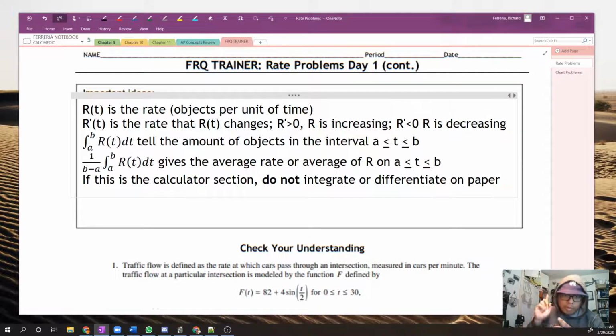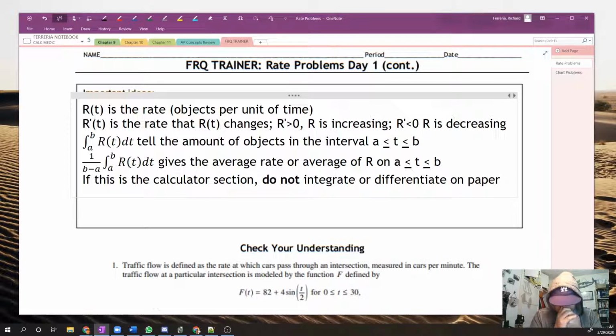The integral of R(t) tells you exactly how many objects are being produced in that time interval, a to b. And of course, 1 over b minus a multiplied by the integral is going to give you the average rate of R on that same time interval.